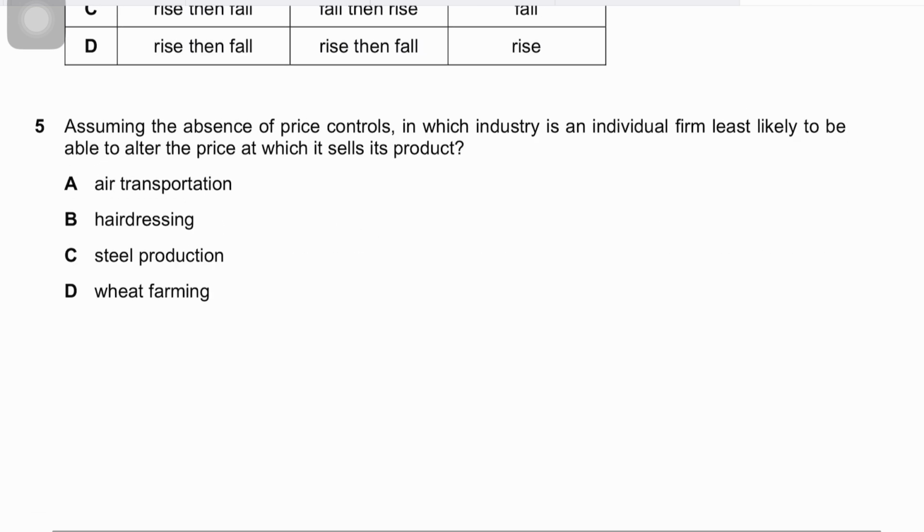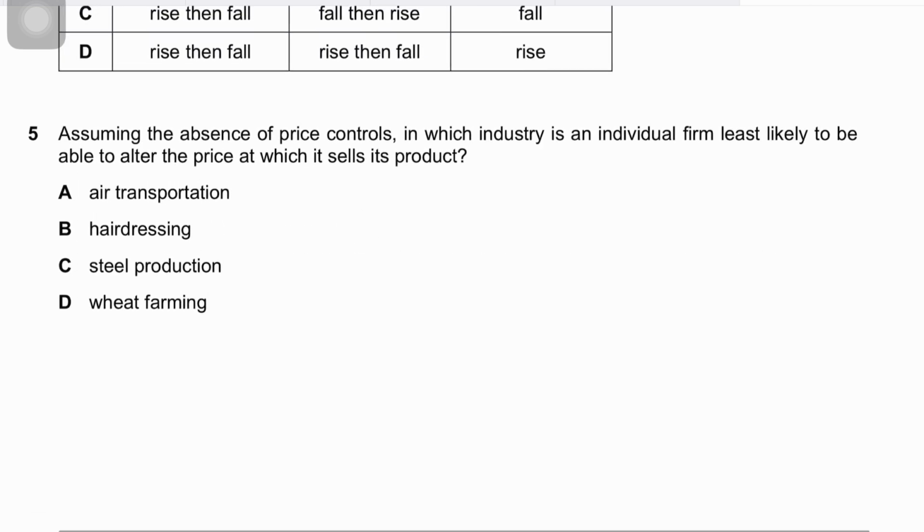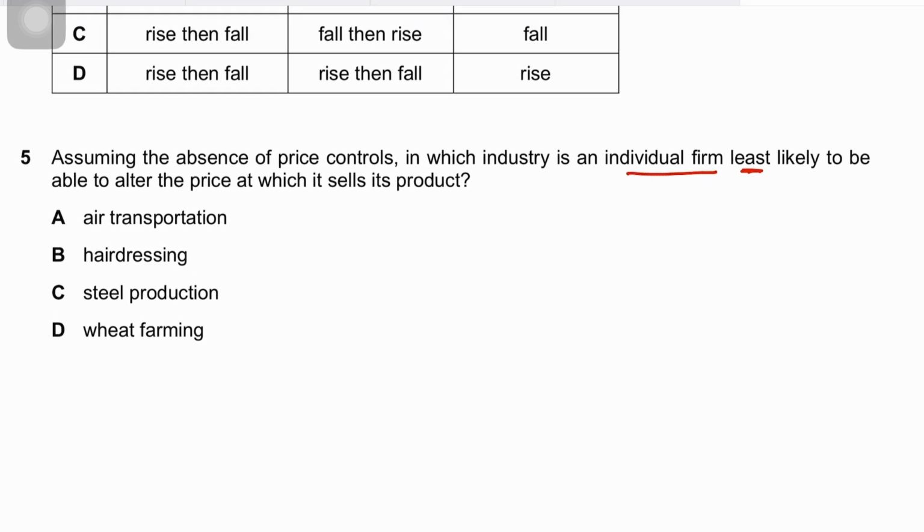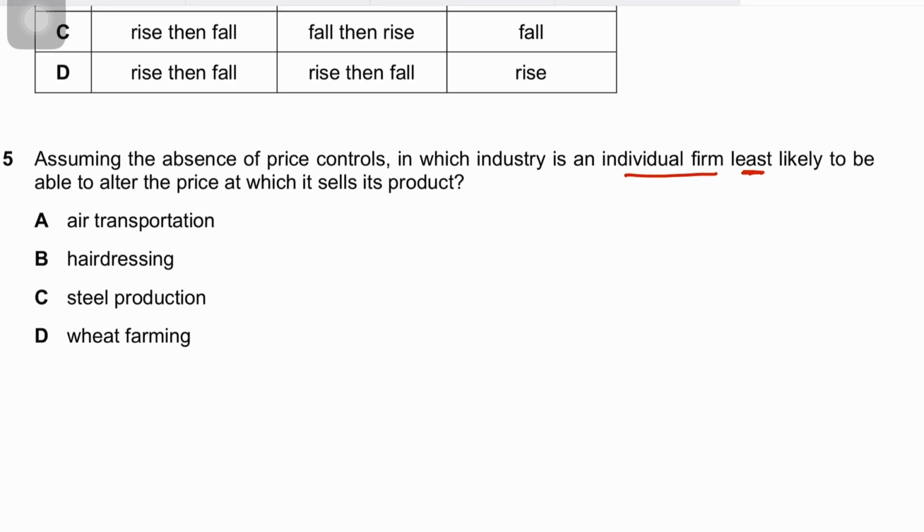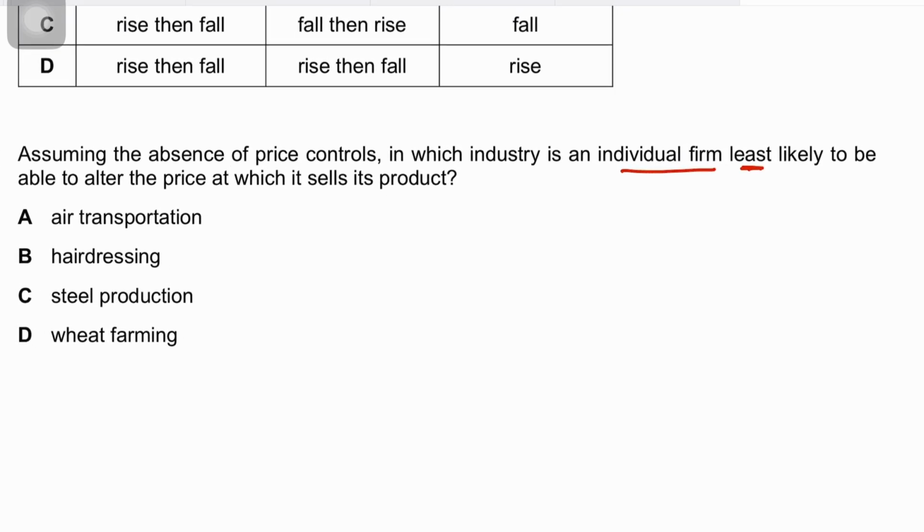The next question, number 5, says, assuming the absence of price controls, in which industry is an individual firm least likely to be able to alter the price at which it sells its product. They have given 4 different industries, and to come to a conclusion for this MCQ, we need to identify the industry where an individual firm would have the least ability to alter the price at which it's selling its product. This would generally occur in a perfectly competitive market where firms are price takers, right?